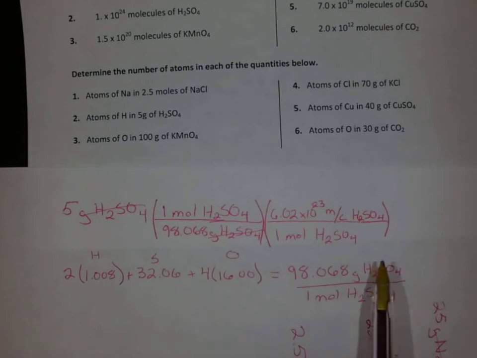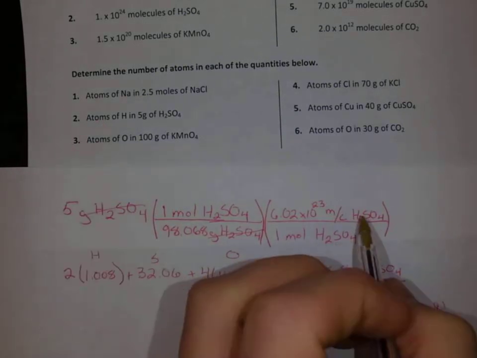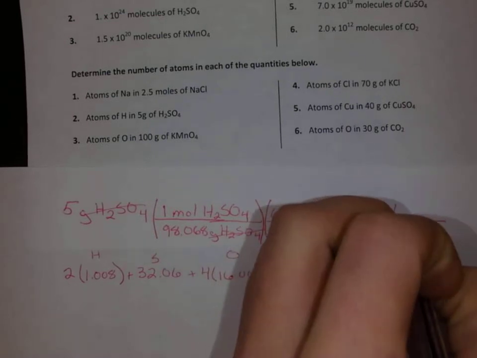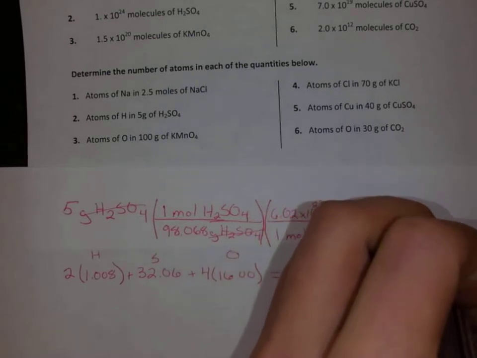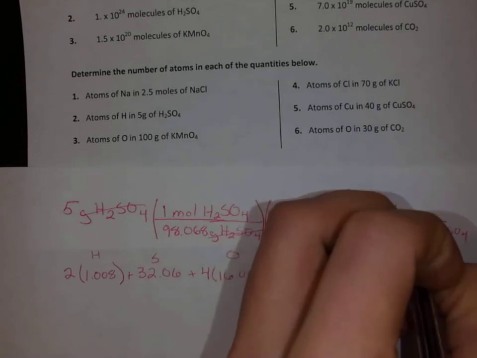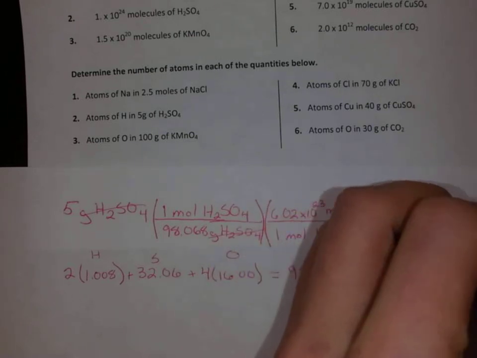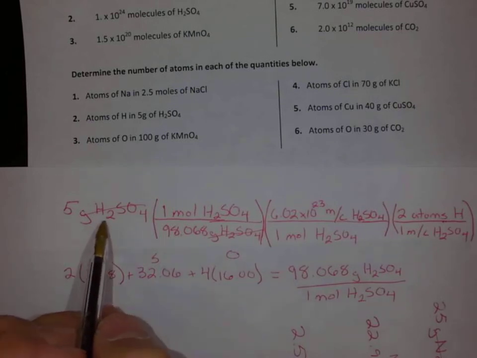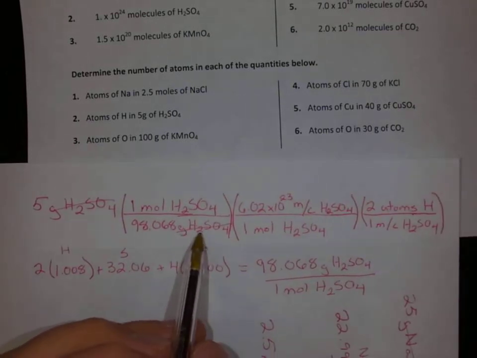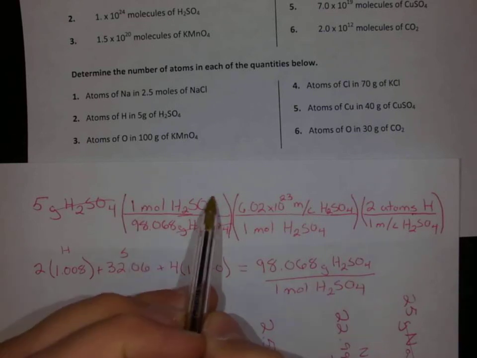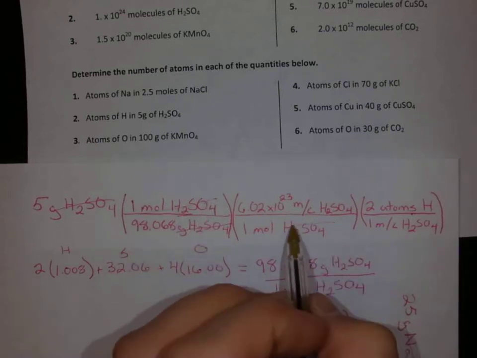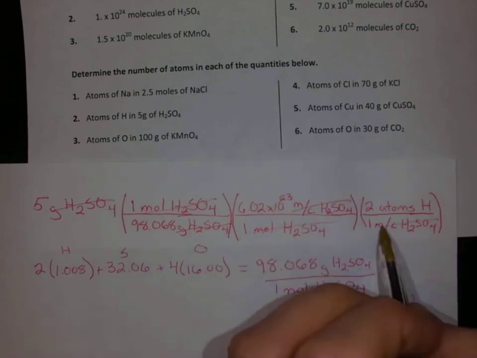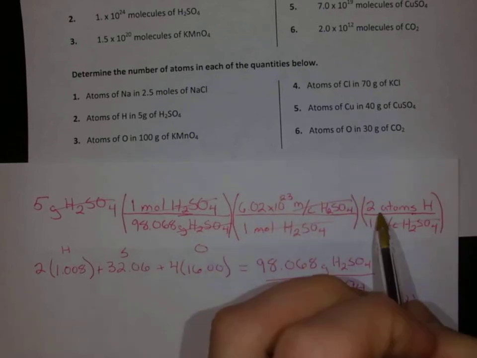And then my last piece is that I need to get to atoms of hydrogen. How many atoms of hydrogen do I have in an H2SO4? Well, for one molecule of H2SO4, I have 2 atoms of hydrogen. So here we see that my grams of H2SO4 canceled with grams of H2SO4 here to get me to moles. My moles of H2SO4 canceled with moles of H2SO4 to get me to molecules. And then my molecules of H2SO4 canceled with molecules of H2SO4, and I got to 2 atoms.